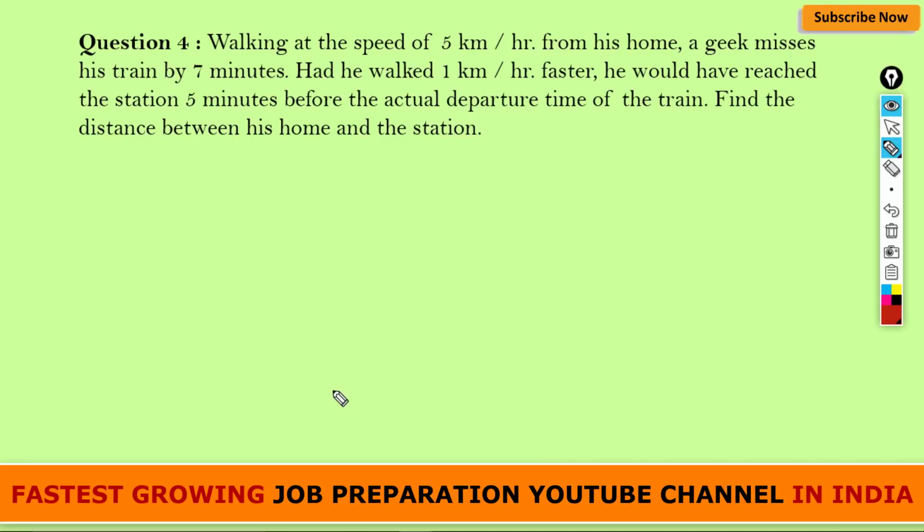So the time required to reach the station at 5 km per hour will be D by 5 hours. Second, the time required to reach the station at 6 km per hour, because you can see he has told 1 km per hour faster, so 5 plus 1 equals 6. So the time would have been D by 6 hours.